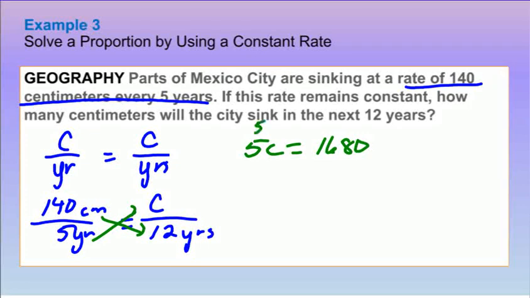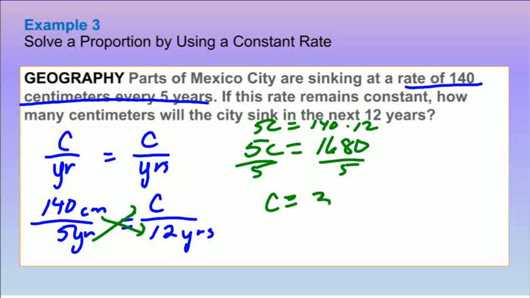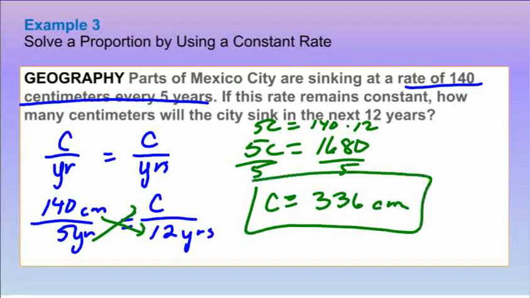Now I'm just going to put this up here. So we had 5c equaling 140 times 12. To get c by itself, I just divide by 5. So 1680 divided by 5. C, or this number of centimeters, would be 336 centimeters. Now, if the problem says the sinking rate continues to get bigger and bigger, and you get a really small number, your answer would not make sense to the problem. So that's one way you can double check that.